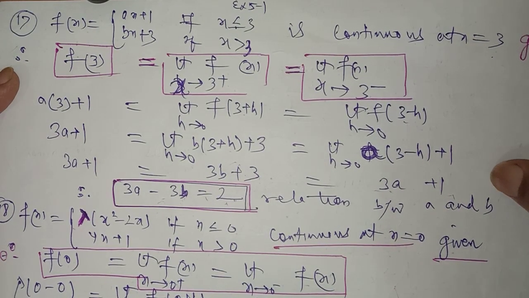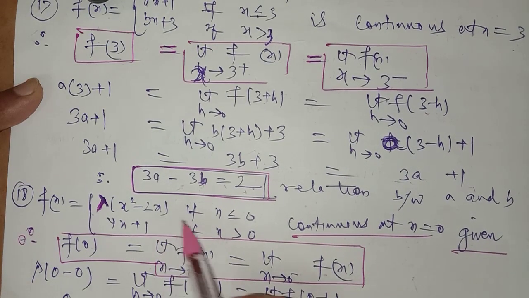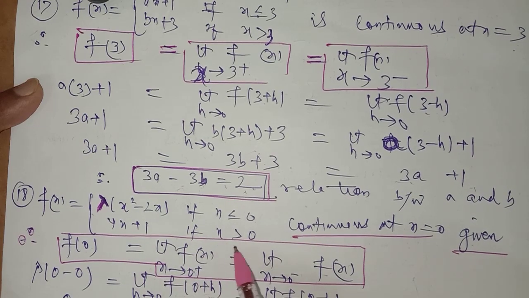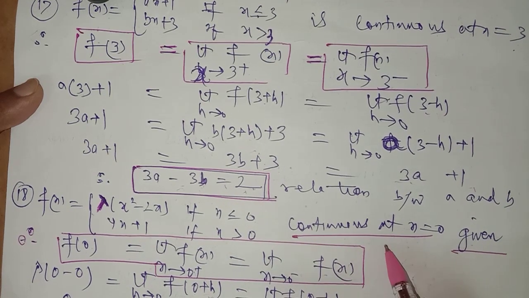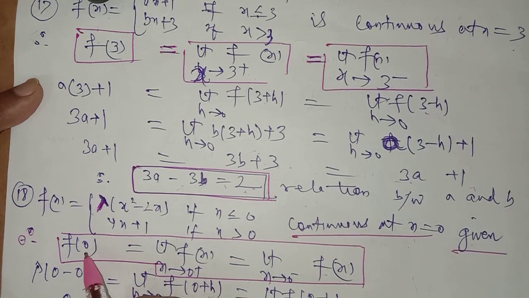Now in question number 18, it is again given that the function f(x) is equal to lambda x square minus 2x if x is less than or equal to 0, and equal to 4x plus 1 if x is greater than 0. In the first part of this question, it is given that the function is continuous at x equal to 0, and you have to find the value of lambda. Because the function is continuous, the value of the function at 0 is equal to the right hand limit at 0, which will be equal to the left hand limit at 0.